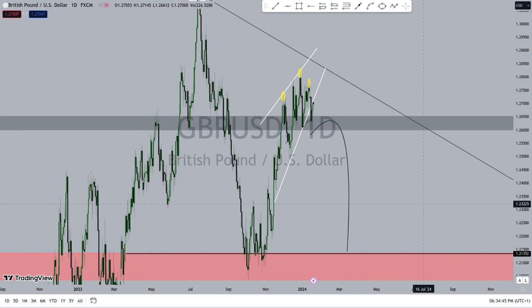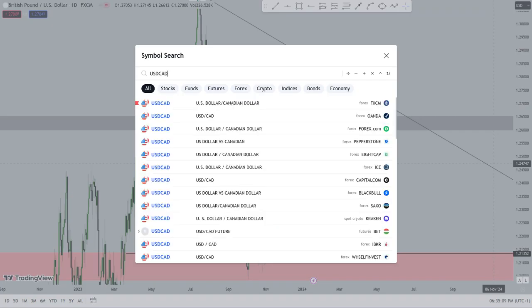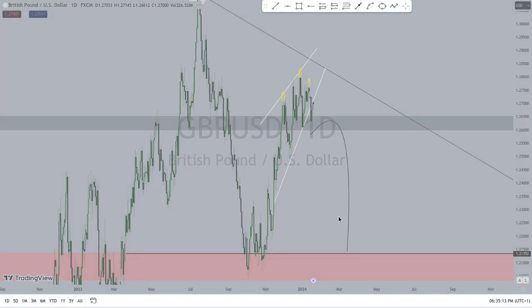You're still bearish on GBP USD as long as price is trading below this counter trend line. Looking at the next pair, which we analyzed in our previous video, we have USD CAD on our list.